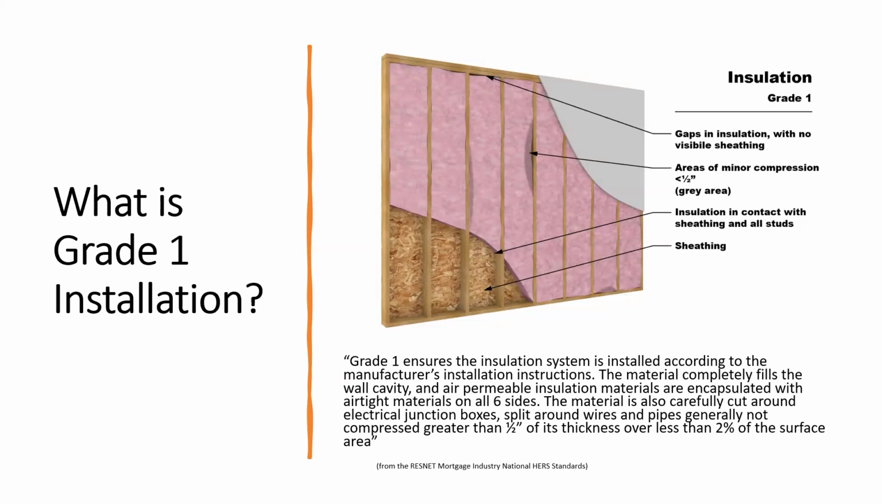It looks something like this. On the lower left, they're actually showing you that they have sheathing behind it. It's not missing insulation. They've cut it away so you could see the sheathing. And on the top right, you see the sheetrock is there. You see very minor compressions at the top. It's saying 1/2 inch or less gray area.